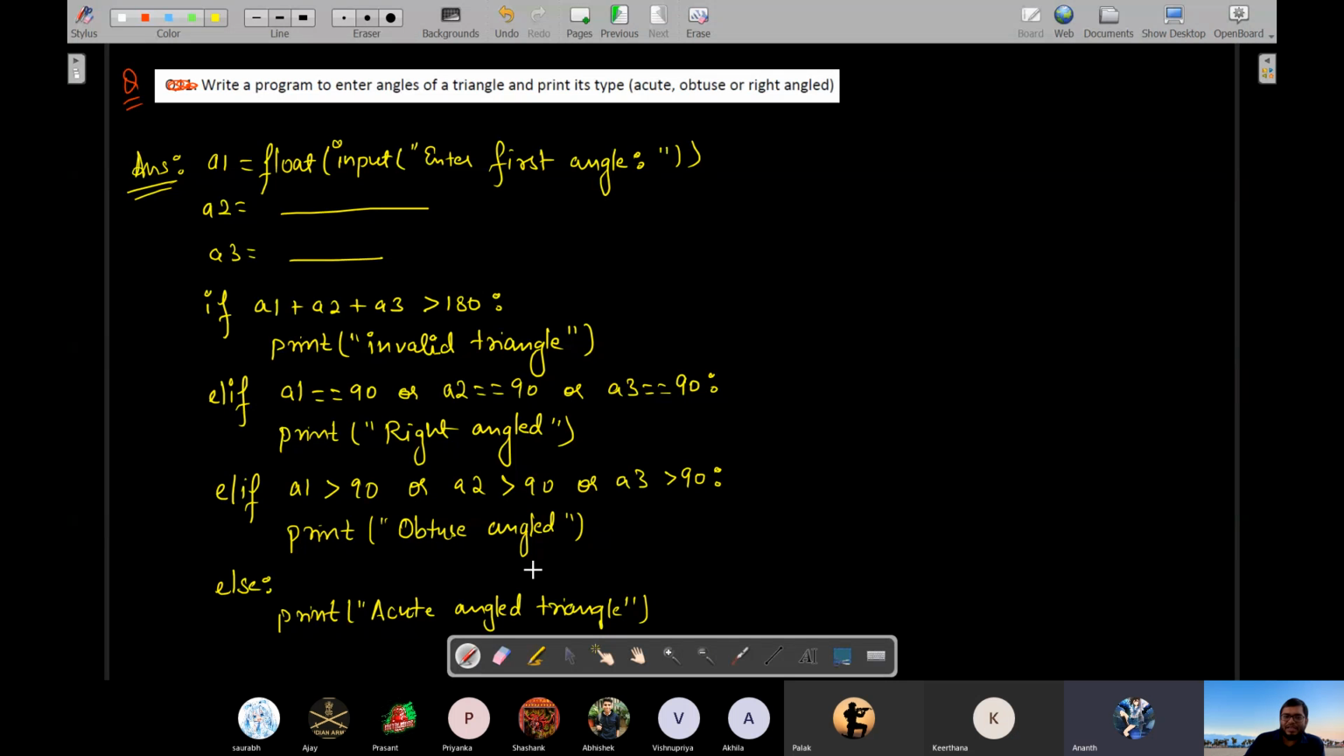Okay, sir. Here you can see, now all your angles will be less than 90, if it has come here. In else, if it has come, then that means none of the angles is 90 nor greater than 90. So all angles are less than 90 only, and it is also a valid triangle. Okay. Now look at the solution.